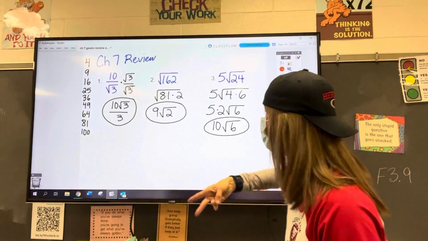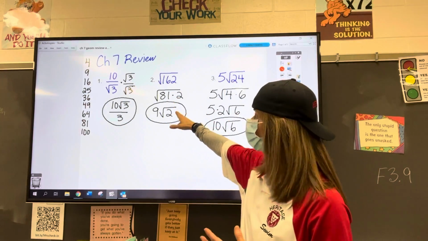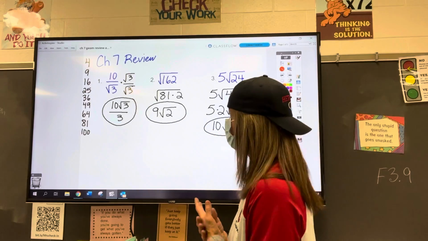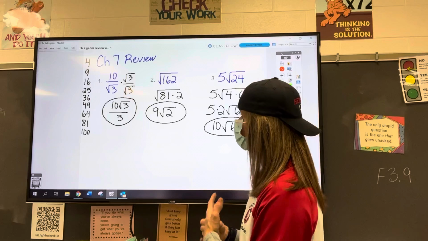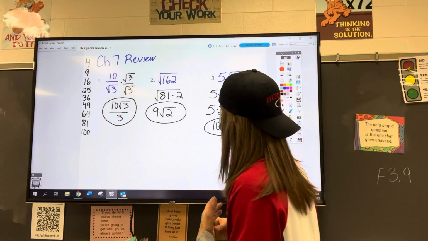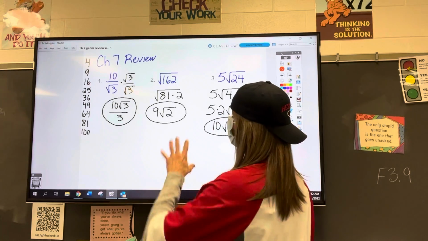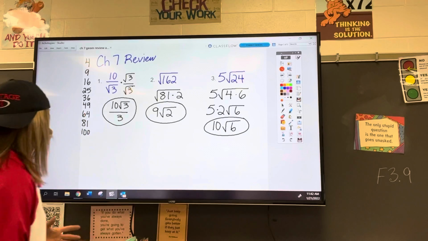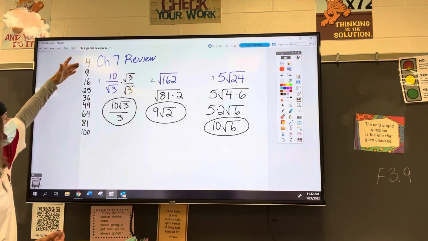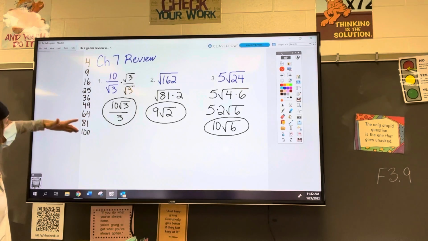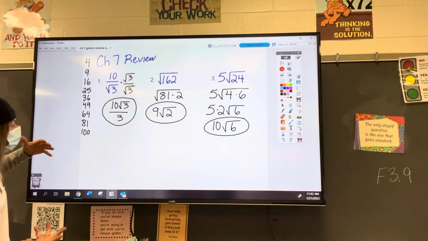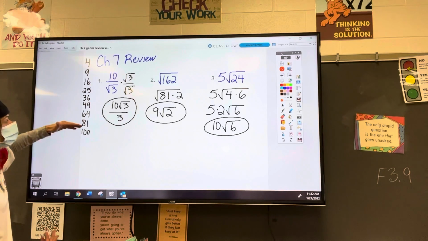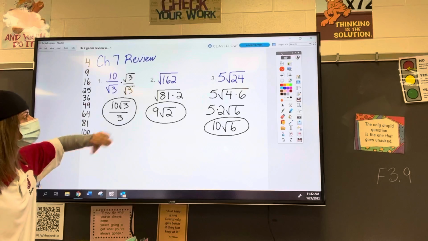Number 2. This one is a little bit more difficult because 162 is a pretty big number. So the best way to go about figuring out the largest perfect square that goes into 162 is to write down all your perfect squares. What are the possible perfect squares that could go into 162 evenly? And when you do that, you'll find the largest one that goes in is 81. 81 times 2 is 162.